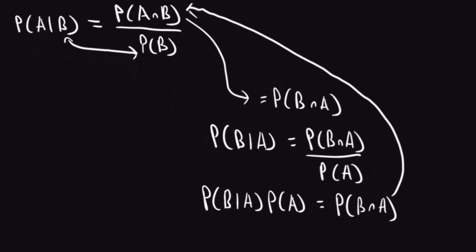So in cases where you're given the probability of B given A, and you want to find the probability of A given B, this can be really useful to remember. So now let's just move on to the questions.